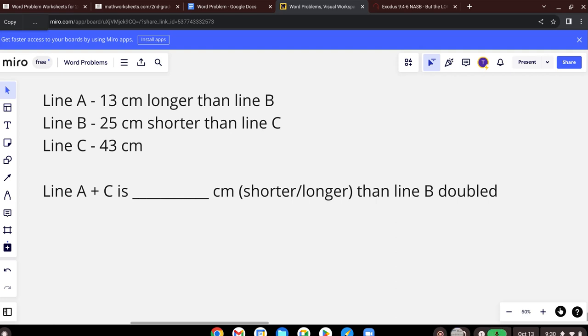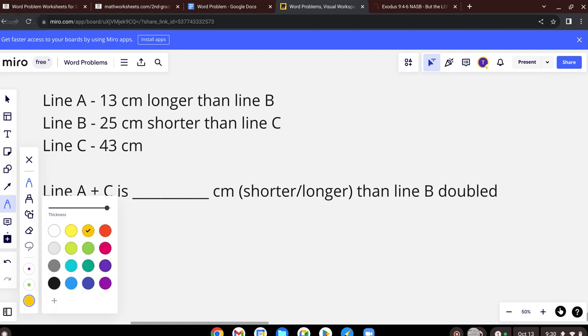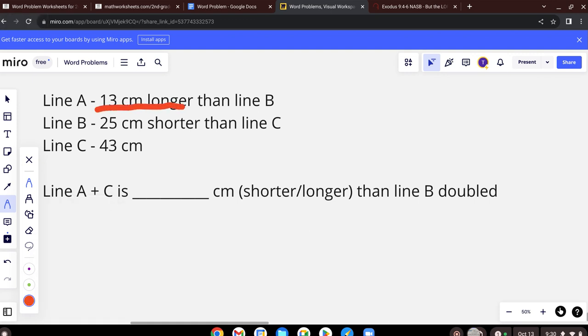Okay, so we're gonna start again. Remember to write down important information as you see it and tell Mommy if you think it's something important, okay? Line A is 13 centimeters longer than line B. That is important, not just 13. Longer? Yes, longer. So then line B.